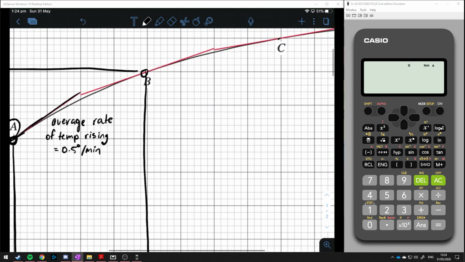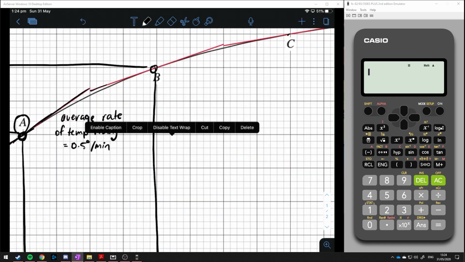And as you can see, if we go along here, we can kind of see that it's starting to decrease a bit.